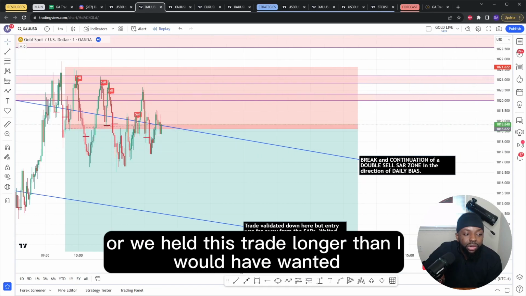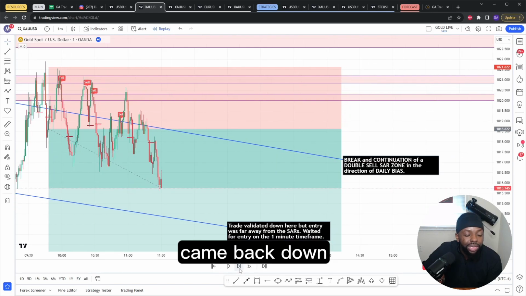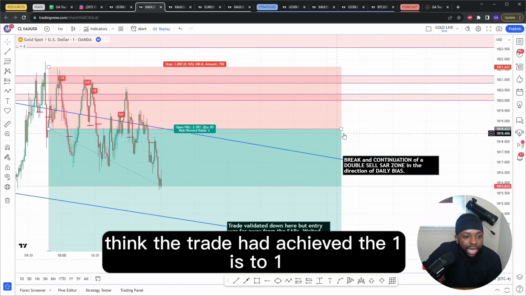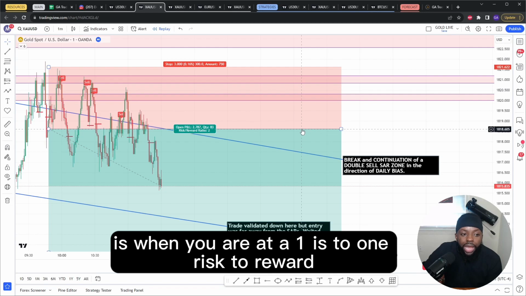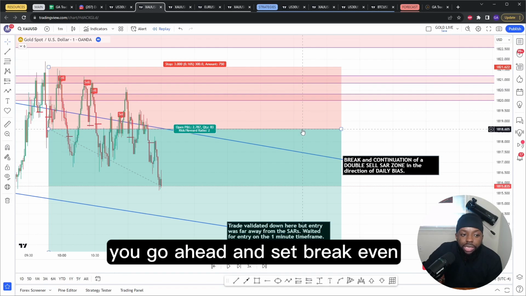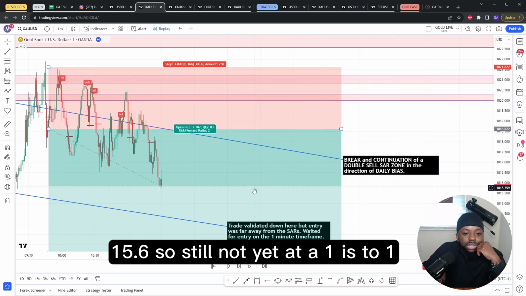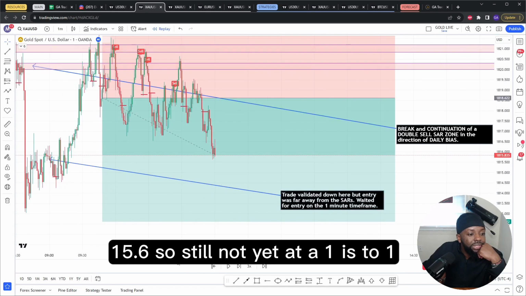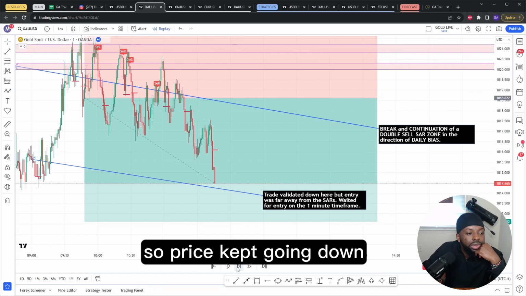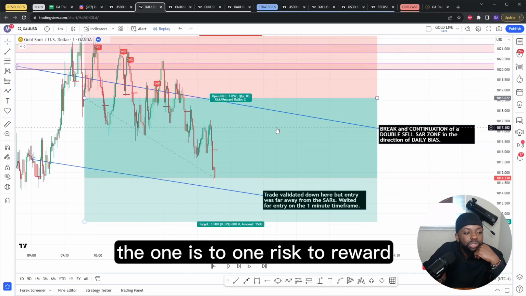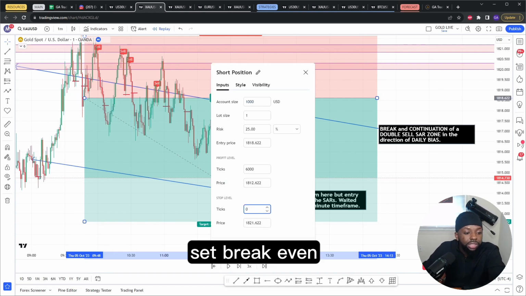So I held this trade, or we held this trade longer than I would have wanted, but later on the trade came back down. At this point I think the trade had achieved a 1:1, because the key thing for my entries is when you are at a 1:1 risk to reward, you go ahead and set break even. So here 1:1 would have been at 1815.6, so still not yet at a 1:1. Price kept going down. At this point the trade had already achieved a 1:1 risk to reward, so I asked folks to go ahead and set a break even.